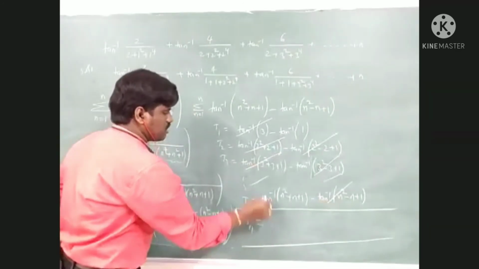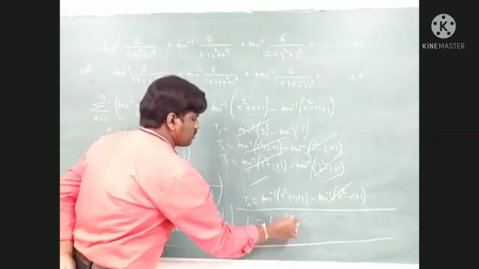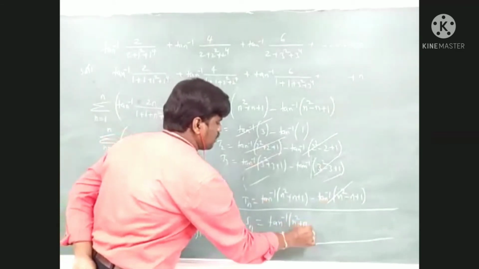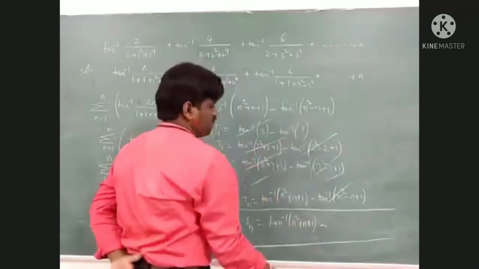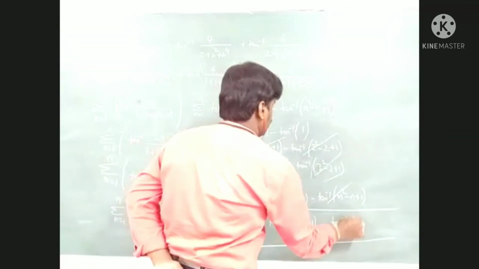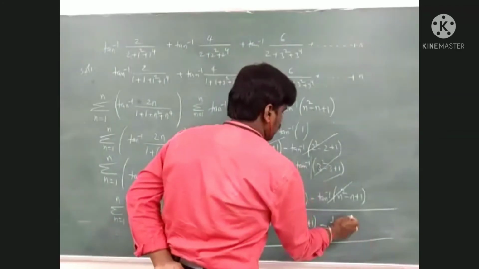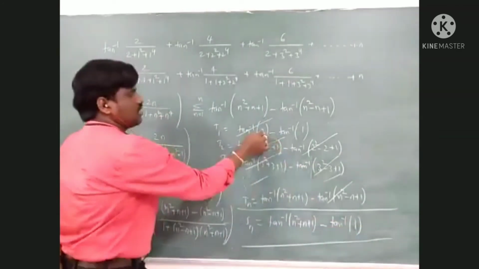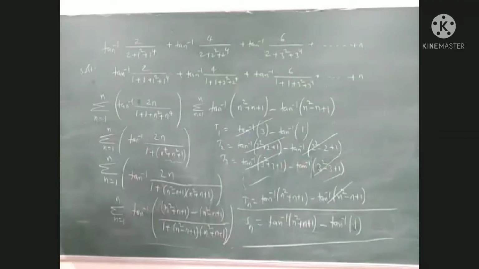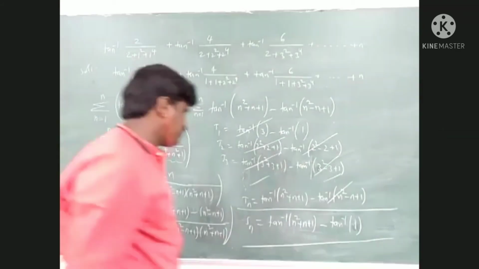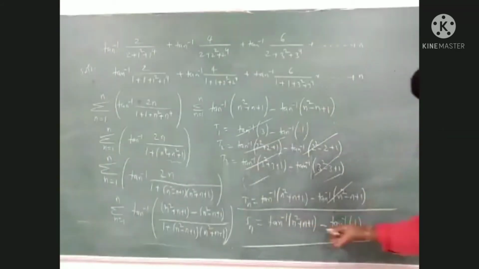Sn is equal to, it is left as tan inverse of n square plus n plus 1 minus tan inverse of 1, because tan inverse 1 is left. So this is Sn, correct? S infinity will be pi by 4. Sn you can write this one. Still, if you want to write, this is one more form, this option is there.